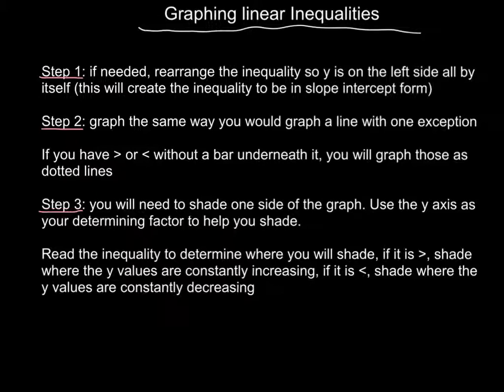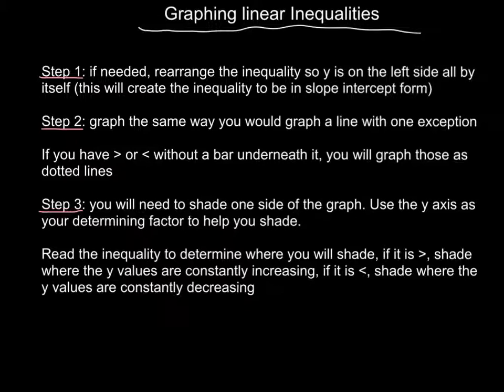Step two says, graph the same way you would graph a line with one exception. If you have just the greater than or less than without a bar underneath it, you're going to graph those as dotted lines. If there is a bar underneath it, you'll graph those as solid. But if there is not a bar underneath it, like it says here in the text, you are going to graph it as a dotted line, and we'll have some examples of these.